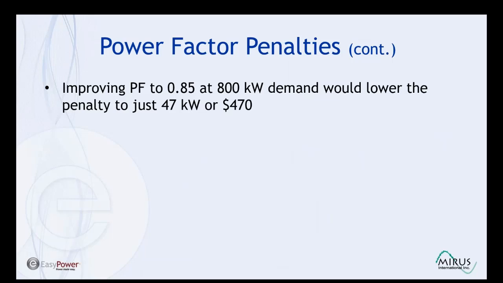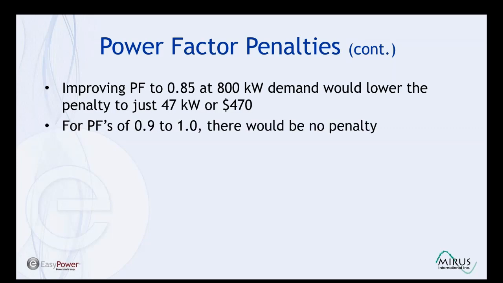If we decide we want to improve the power factor to 0.85, so we're not going all the way to 0.9, and we do the calculation now at 0.85, we end up with 800 kilowatts divided by 0.85, or 941 kVA. So now we have 941 kVA instead of our targeted 900 kVA, and we're paying a penalty of 47 kilowatts. If we improve the power factor to greater than 0.9, anywhere between 0.9 and unity, there would be no power factor penalty.